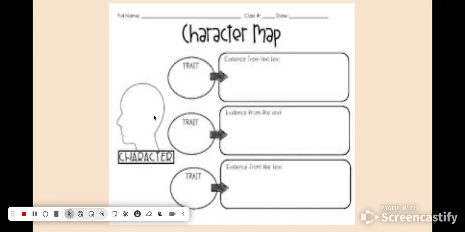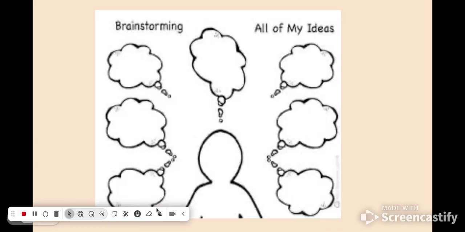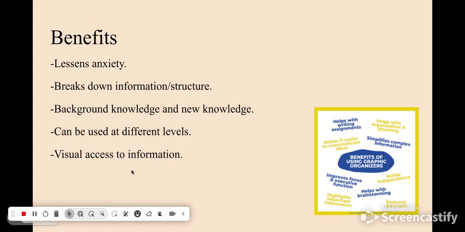Character maps are great for analyzing characters. The trait goes here, and then the evidence from the text will go here, and the name of the character goes here. This is my favorite. It's brainstorming. I use it all the time myself and in my classes, I do a brainstorming session before writing. You just basically put all of your ideas around.